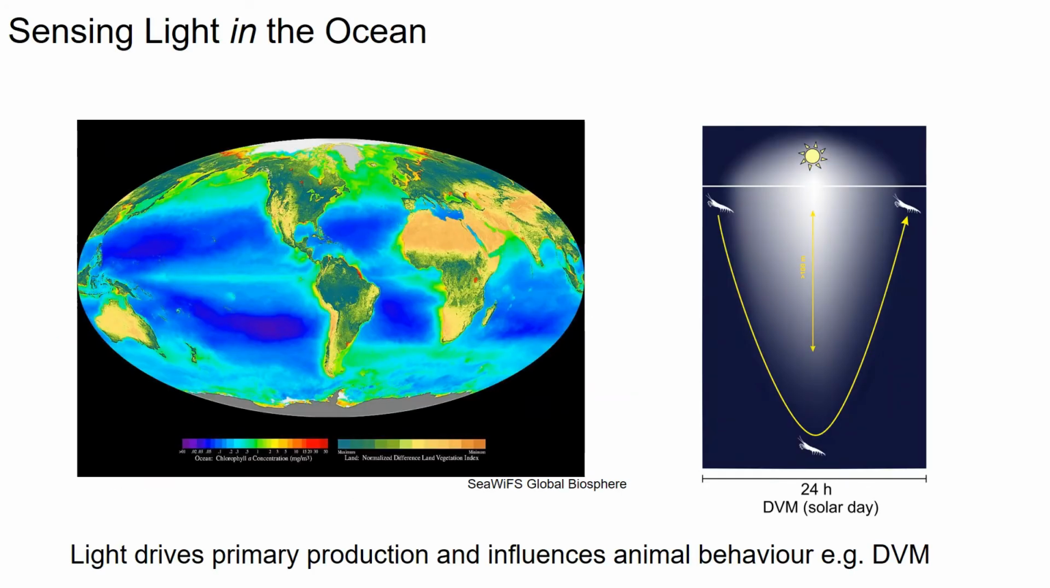It is well known that light is a key driver of primary production in the ocean. It's also well known that light influences animal behaviours in a number of ways, for example, through diurnal vertical migration of zooplankton, as we see on the right hand side here. Being able to measure and to model natural underwater light fields is therefore clearly important.